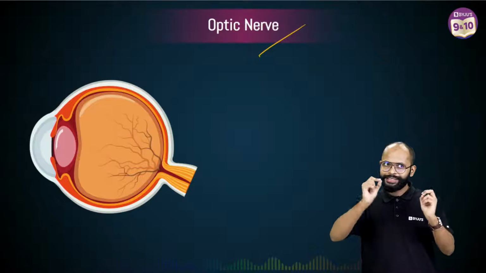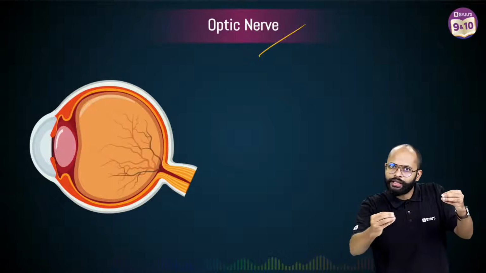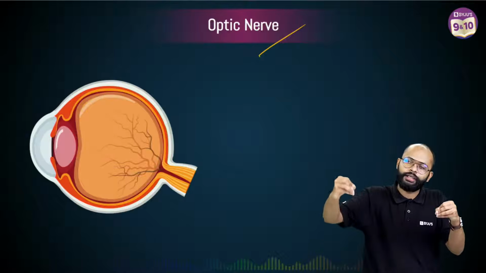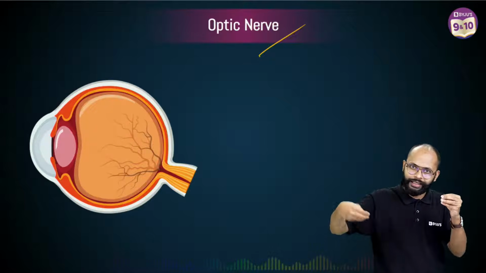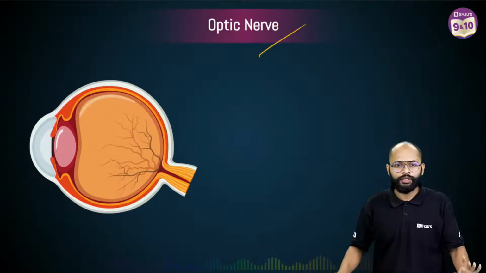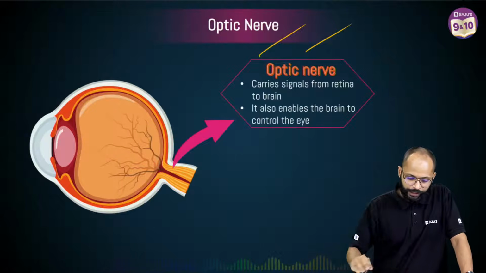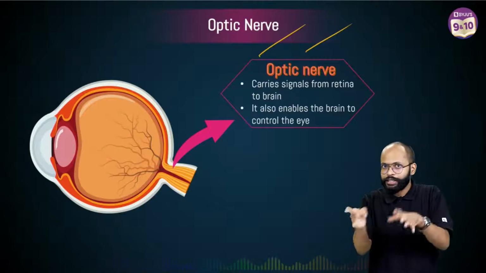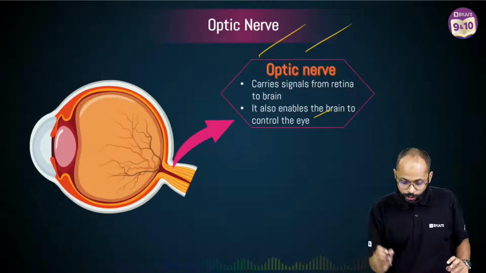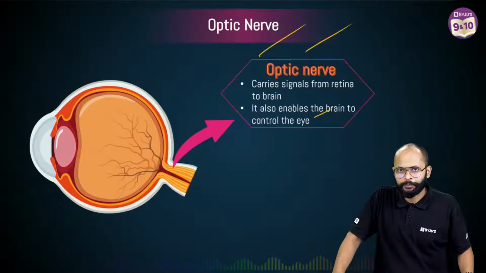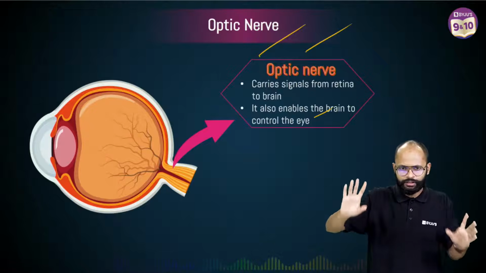Now, all these cells, whatever they sense, the eye has to send the image in the form of electrical signals to the brain. Matlab, there should be a pipeline, a connecting wire. That is what we call the optic nerve. The optic nerve carries signals from the retina to the brain. It also enables the brain to control the eye. But it's a two-way path, not a one-way path.